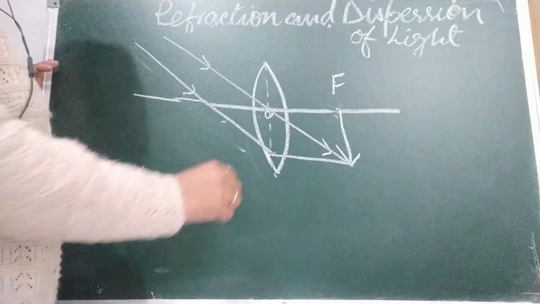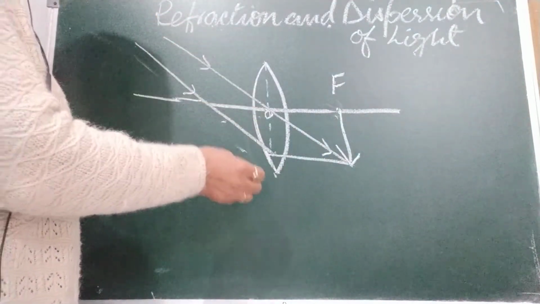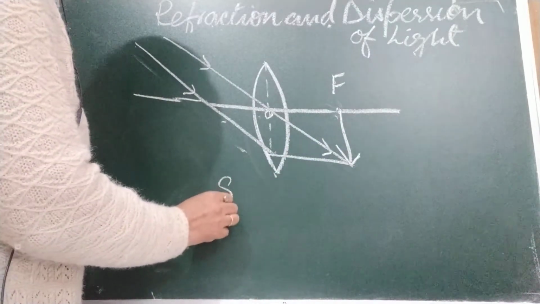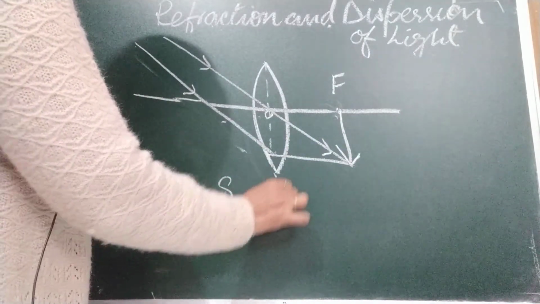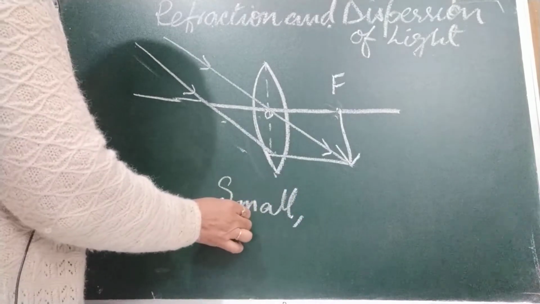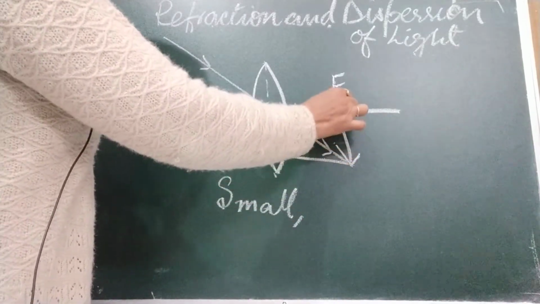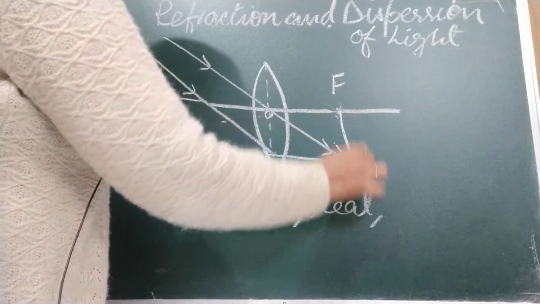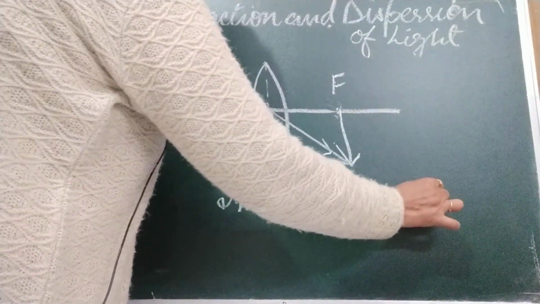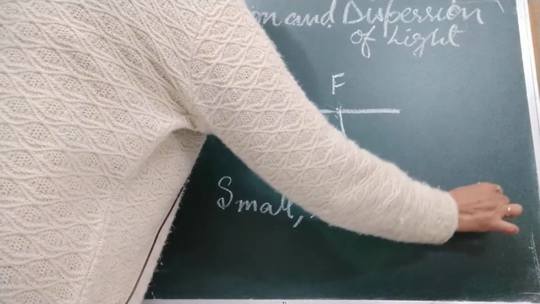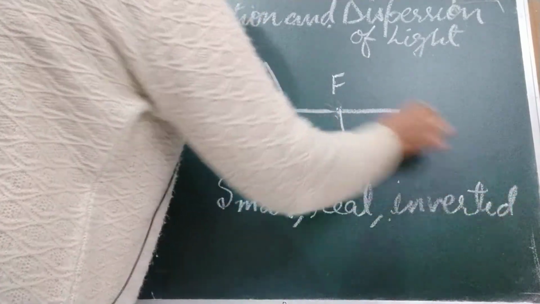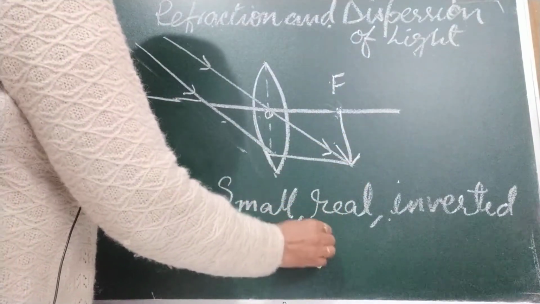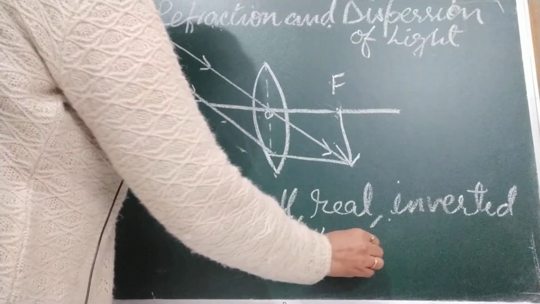What kind of image are you seeing? Suppose we are seeing the sun. So the size is very small. Nature, it is real and inverted. Real images are always inverted. Position, where is it formed? At focus. So children, these four things you are supposed to write down.